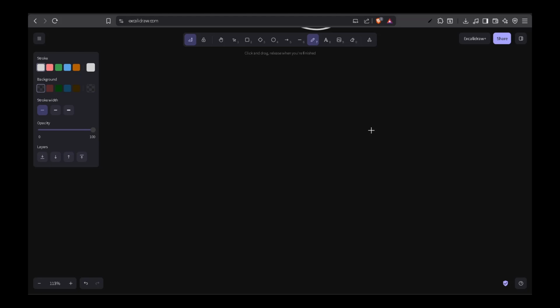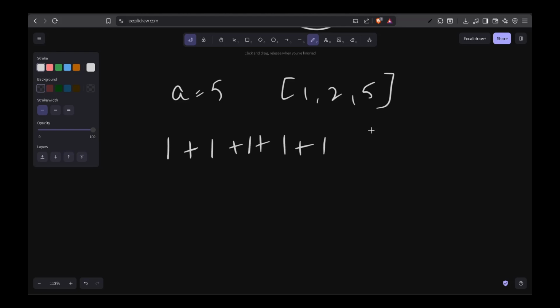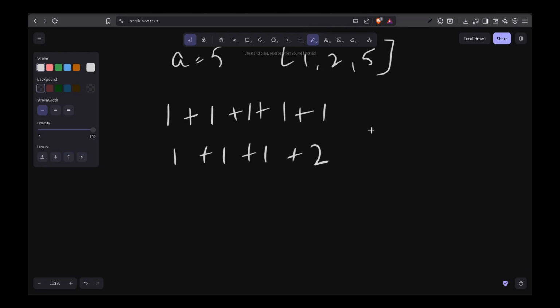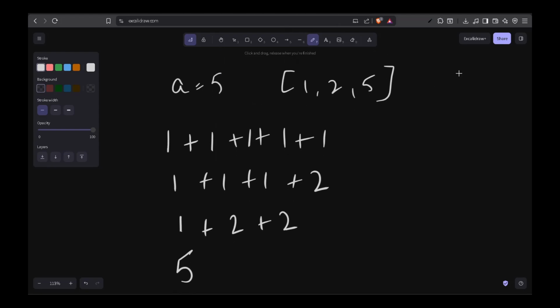So okay, I can make 5 equal to 5, right? I can make 5 and we have 1, 2, and 5. I can make 5 by 1 plus 1 plus 1 plus 1 plus 1. This is one of the ways, right? The other way would be 1 plus 1 plus 1 plus 2, right? Let's keep doing this and try to find the pattern. The next way could be 1 plus 2 plus 2, right? And the last way could be using the 5 itself, right?